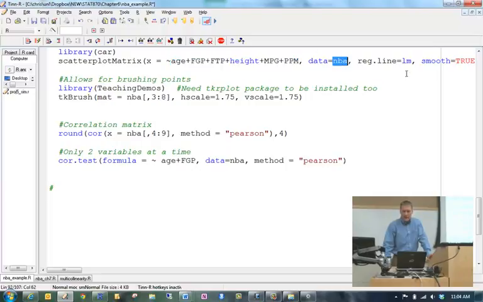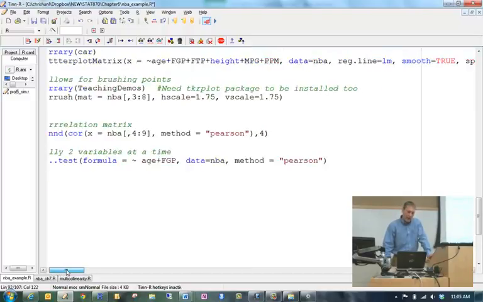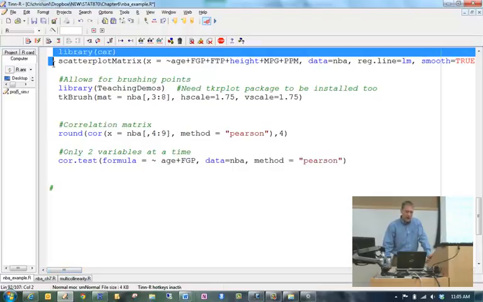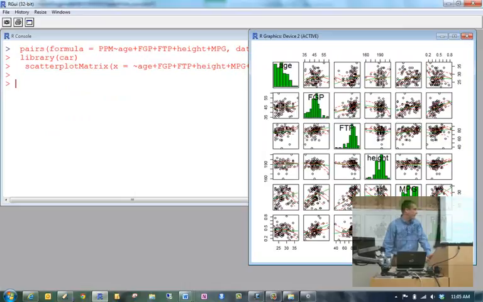Data equals NBA. This function also allows you to do a few other things, such as, do you want to put a regression line on it? Sure. Let's do a linear model. Do you want a smoother on it? I'll show you what smoother means shortly. And some other aspects that control the smoother. And then diagonal equals histogram. What that corresponds to is you're going to have actual histograms of the variables on the diagonal. So here we go, and here's the corresponding plot.